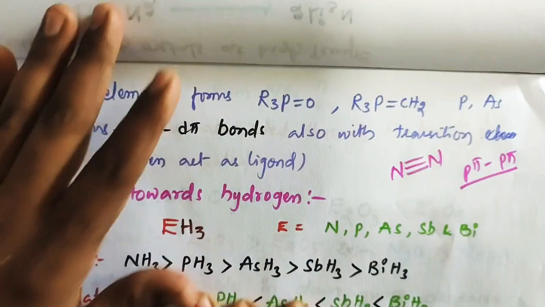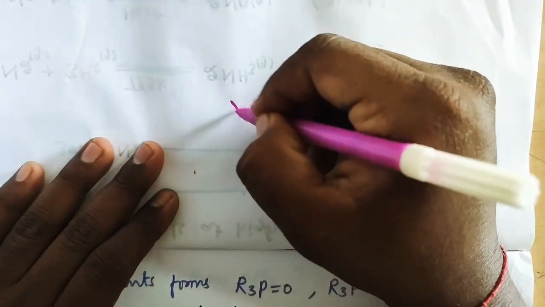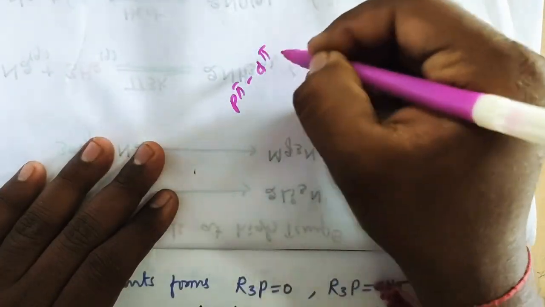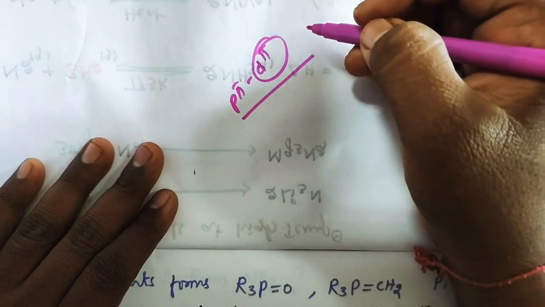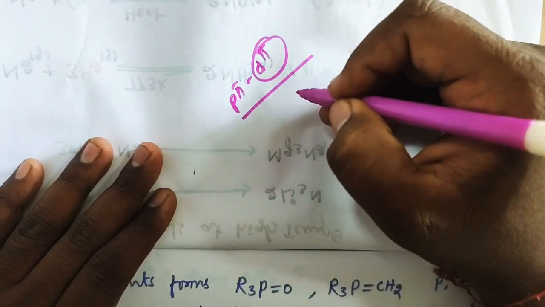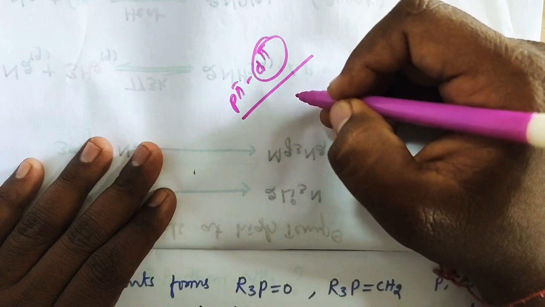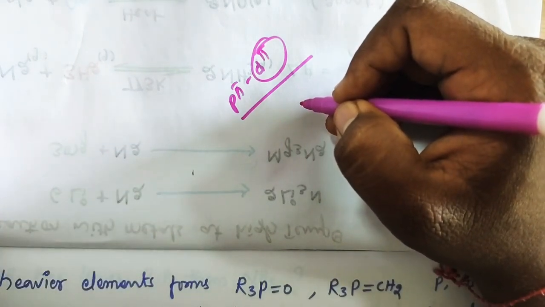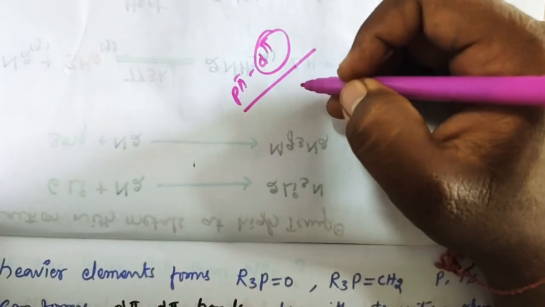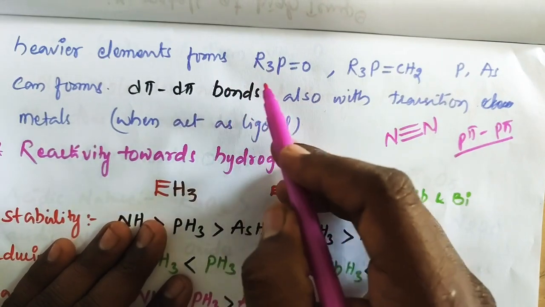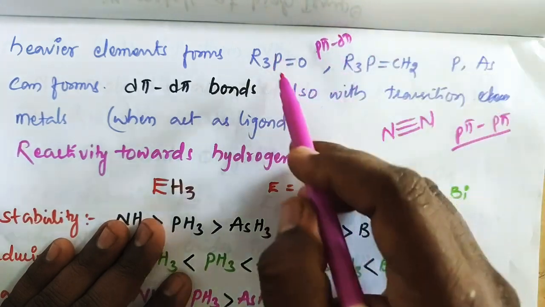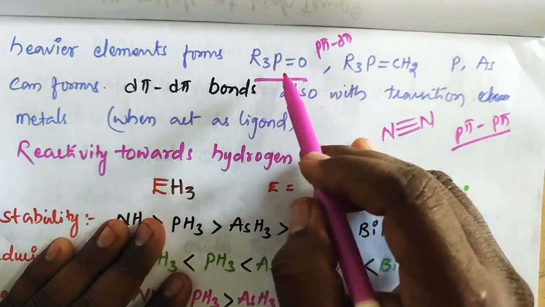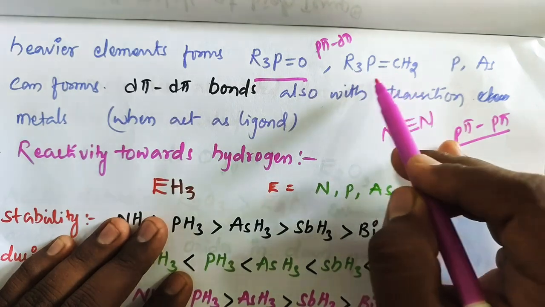Nitrogen cannot form pπ-dπ bonds because of the non-availability of d orbitals, while heavier elements do form pπ-dπ bonds, like the examples R3P=O and R3P=CH2, where R is an alkyl group. These are pπ-dπ bonds formed in R3P=O and R3P=CH2.